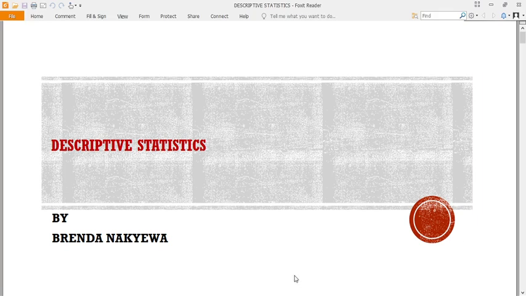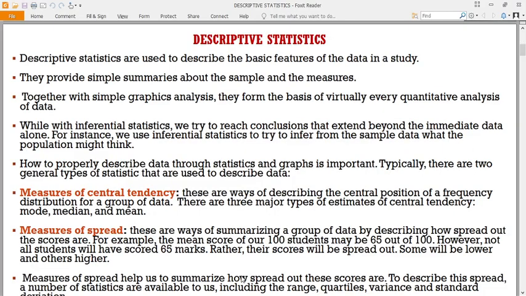Descriptive statistics basically looks at the describing features of data in a study. So here we shall be using some simple graphs or graphic analysis to create meaning out of data that we have. And to do this, we shall look at measures of central tendency, where we shall be describing the central position of a frequency of a group of data. And here we shall look at the mode, median, and mean of a data. In other words, how centered a data set is.